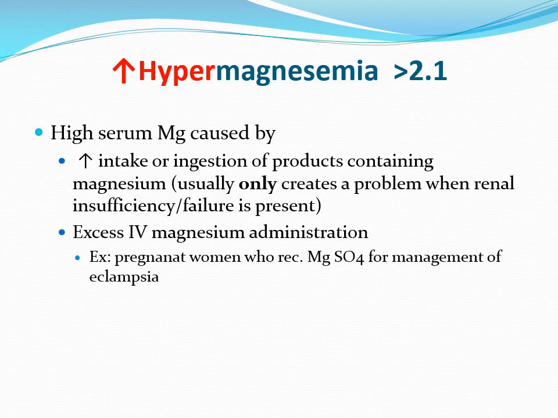Hypermagnesemia is usually an increased intake or ingestion of products containing magnesium. It usually only creates a problem when renal insufficiency and failure are present. AKA, if somebody eats a lot or drinks a lot of magnesium, it's usually not symptomatic until there are kidney issues. Excess IV magnesium administration, though, can cause it. Usually we see this in pregnant women who are receiving IV magnesium for management of eclampsia.